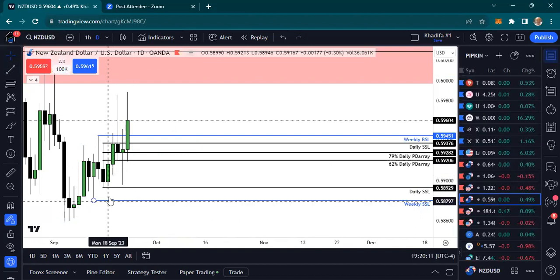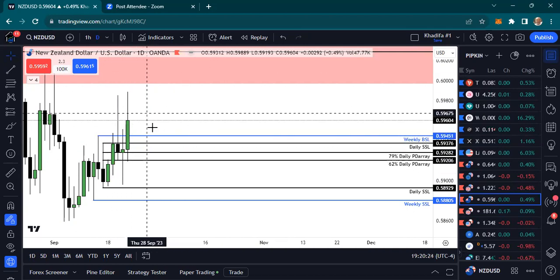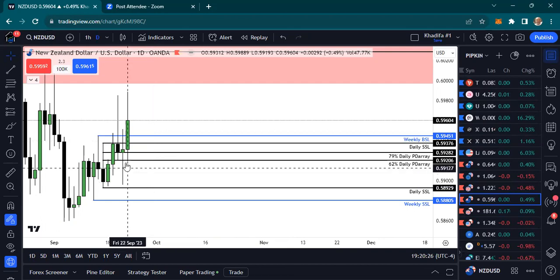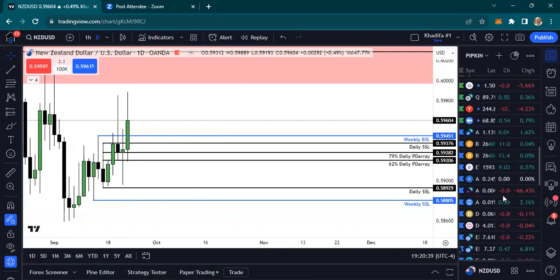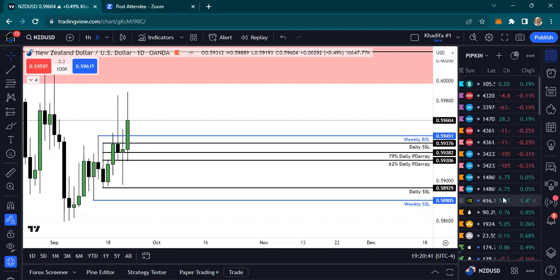Now, NZDUSD did give us that bullish open this week, right? That we were looking at in the beginning of the week. We ran straight through the premium PD array levels and the weekly buy side liquidity, right? Had this pullback Thursday, but for the most part, we were to the upside for NZDUSD this week. So I hope you guys did good with that.